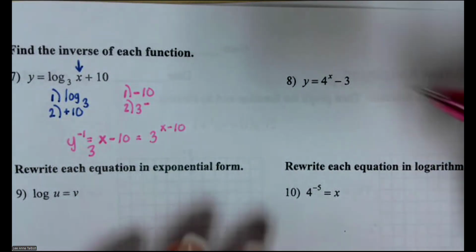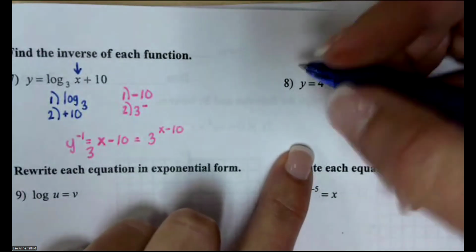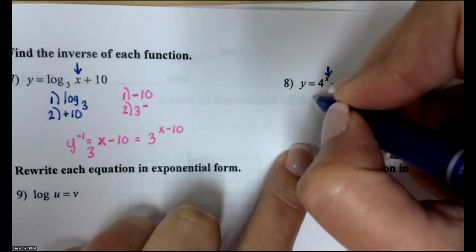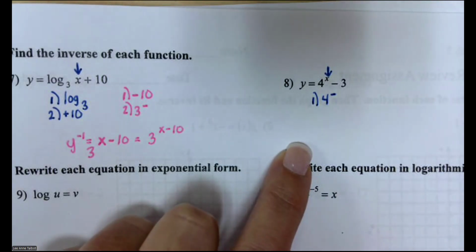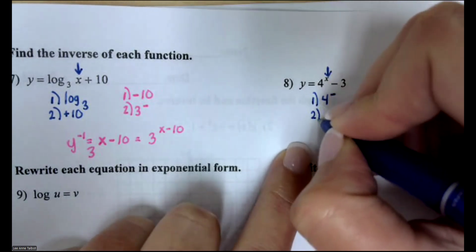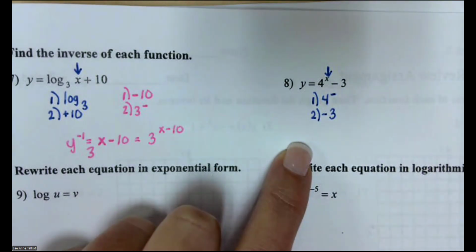Okay. Number 8. Okay, plug in a number here. The first thing I would do would be 4 to the power of it. And then -3.